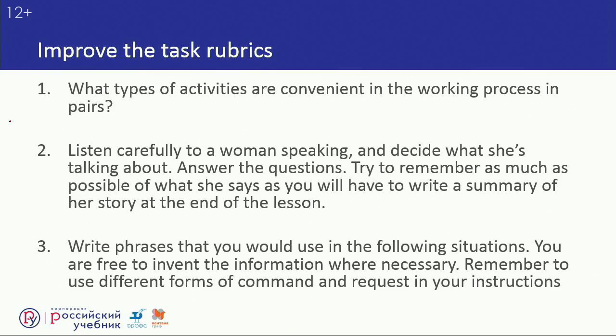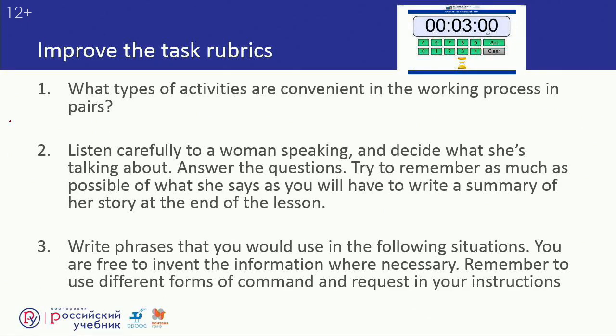I'll read the task rubric. What types of activities are convenient in the working process in pairs? Listen carefully to a woman speaking and decide what she's talking about. Answer the questions. Try to remember as much as possible of what she says, as you will have to write a summary of her story at the end of the lesson. And write phrases that you would use in the following situations. You are free to invent the information where necessary. Remember to use different forms of command and request in your instructions. So 3 minutes for you to improve the task rubrics. Suggest improvements or suggest at least what's wrong with the existing task rubrics. All of them can be improved.